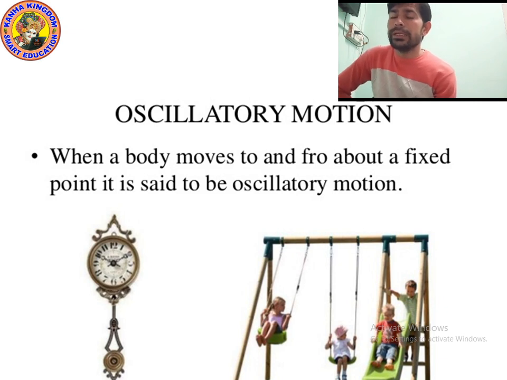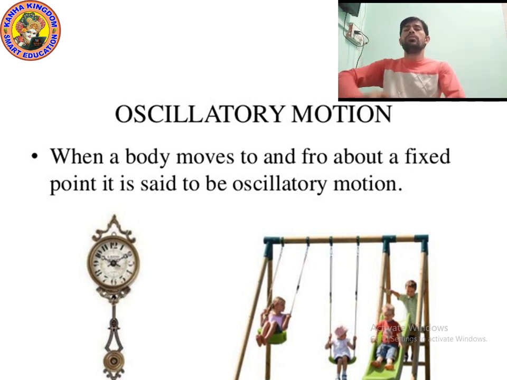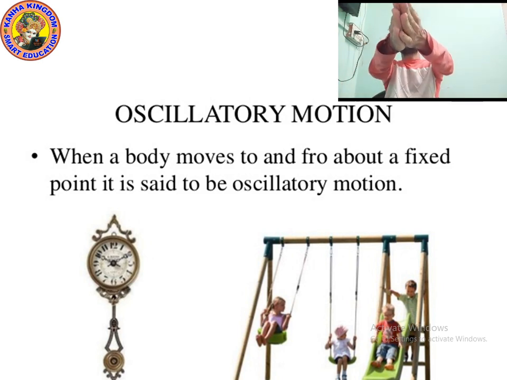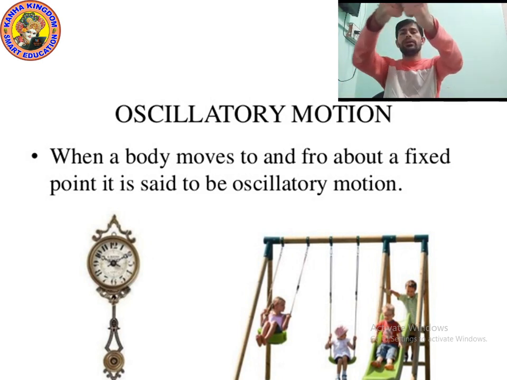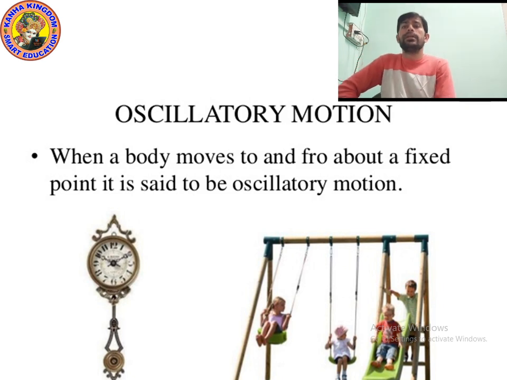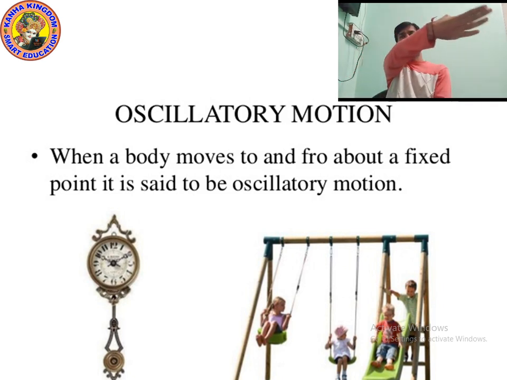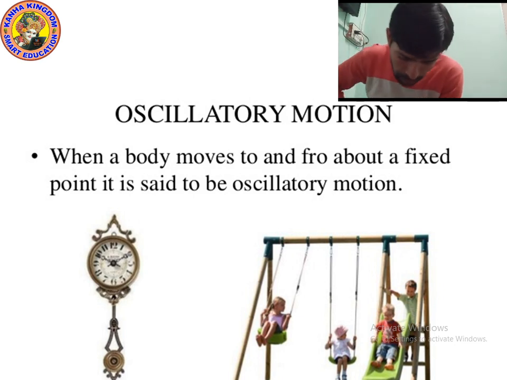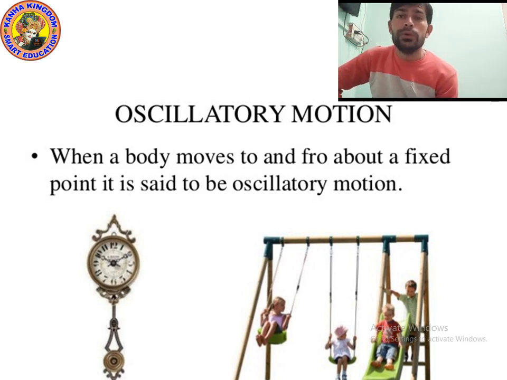Let's talk about rectilinear motion. If a body moves in a straight line, it is called rectilinear motion. But if a body moves along a curved path, then it is called curvilinear motion. You know, the march past of soldiers, you might have seen, you might have done in your school march past.